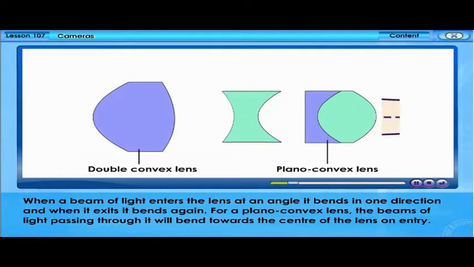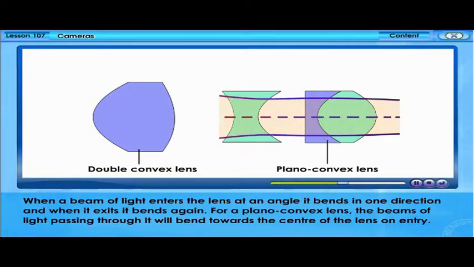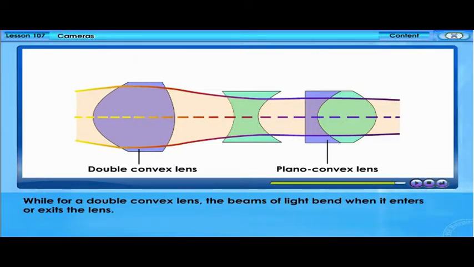When a beam of light enters the lens at an angle, it bends in one direction, and when it exits to the air, it bends again. For a plano-convex lens, the beams of light passing through it will bend towards the center of the lens on entry, while for a double convex lens, the beams of light bend when it enters or exits the lens.